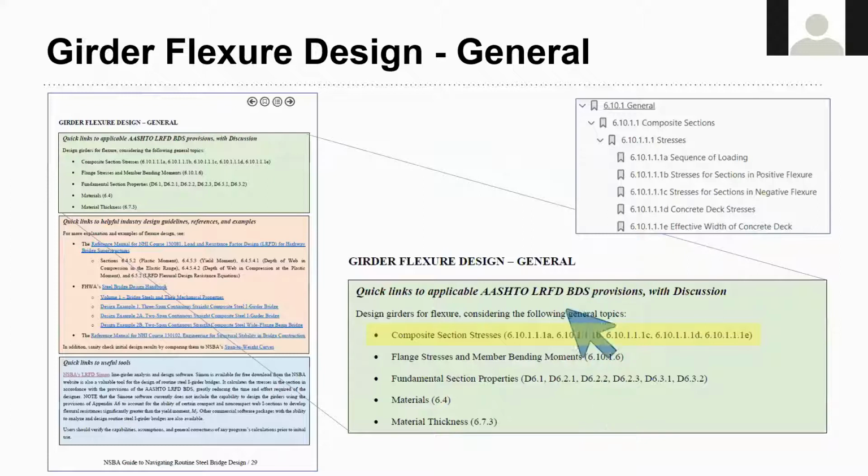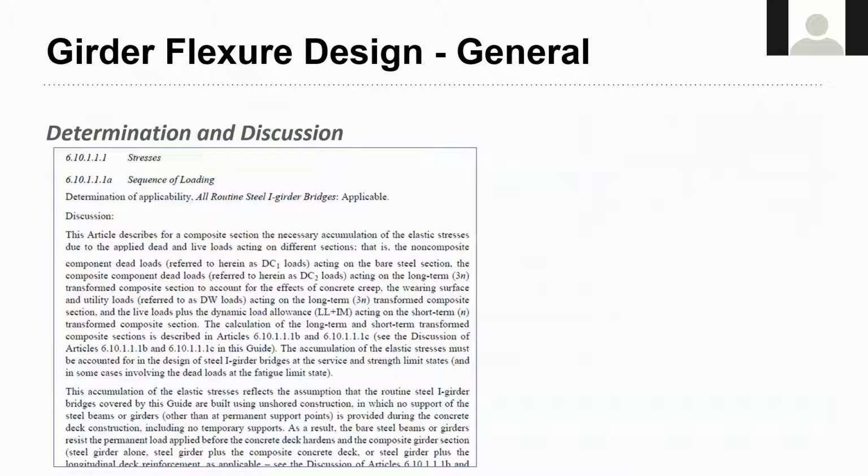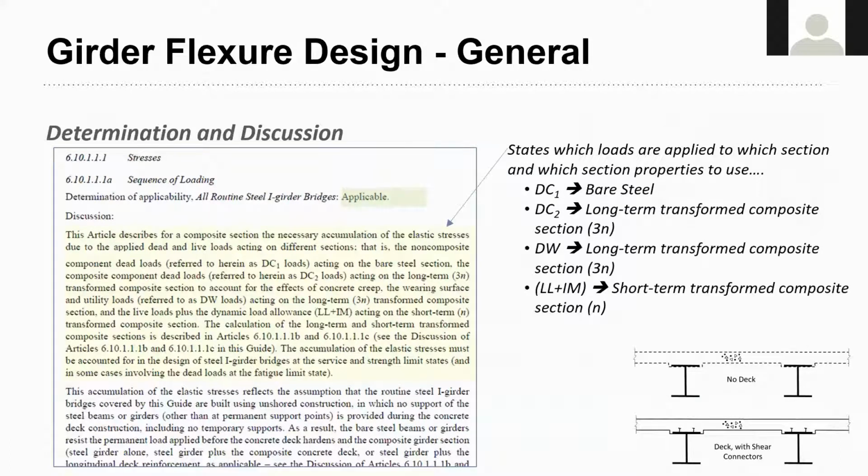Let's go ahead and see what it has to say about Article 610.111A. Again, this is the sequence of loading. And is this applicable? Yes, it's applicable in its entirety to the design of routine steel I-girder bridges. And right here in the discussion, it tells me which loads are to be applied to which section and what section properties to use.